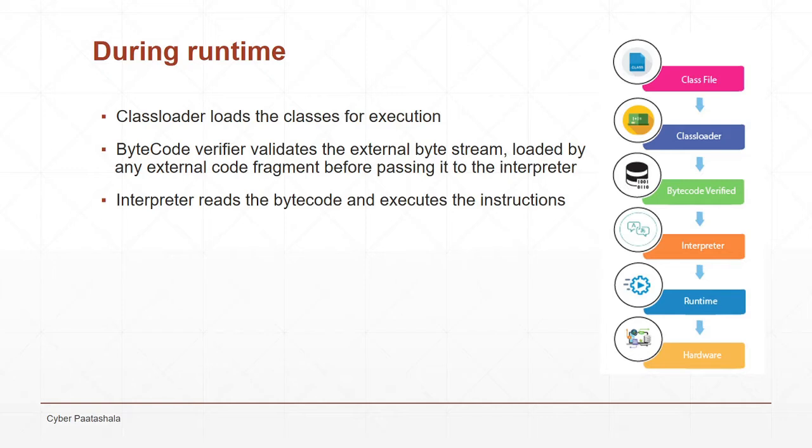In this diagram, we can see the complete flow of the Java runtime. First, the class file will be loaded by the class loader, which contains the bytecode, and this bytecode will be passed to the bytecode verifier, and it verifies. Once it is verified, that will be passed to an interpreter. Now this interpreter will execute those instructions on the hardware.